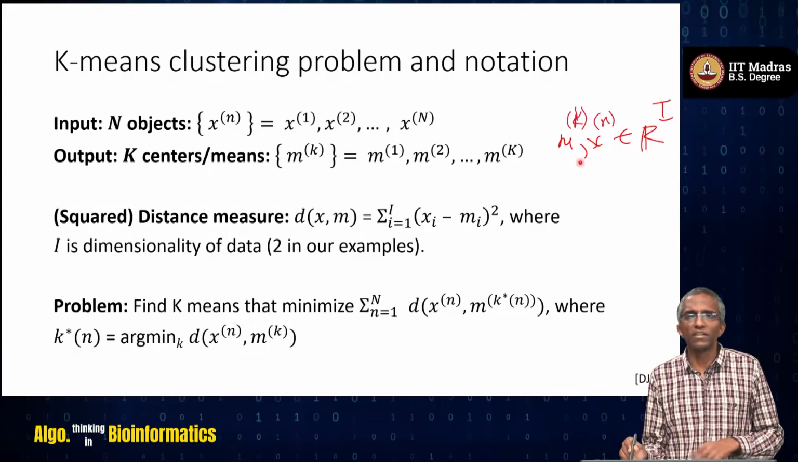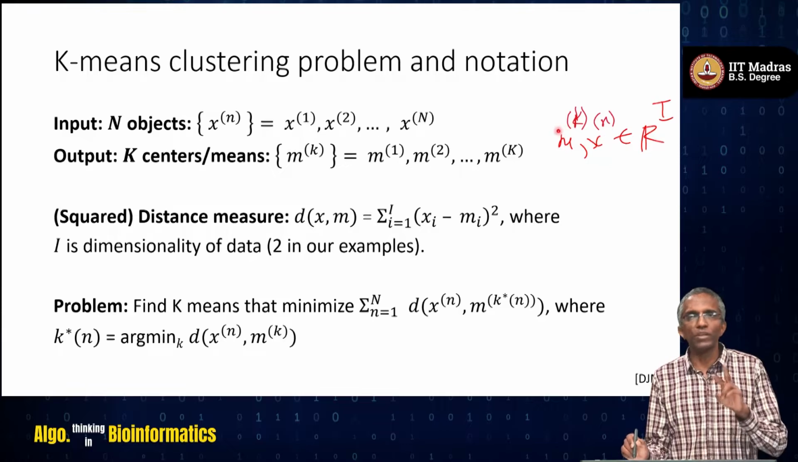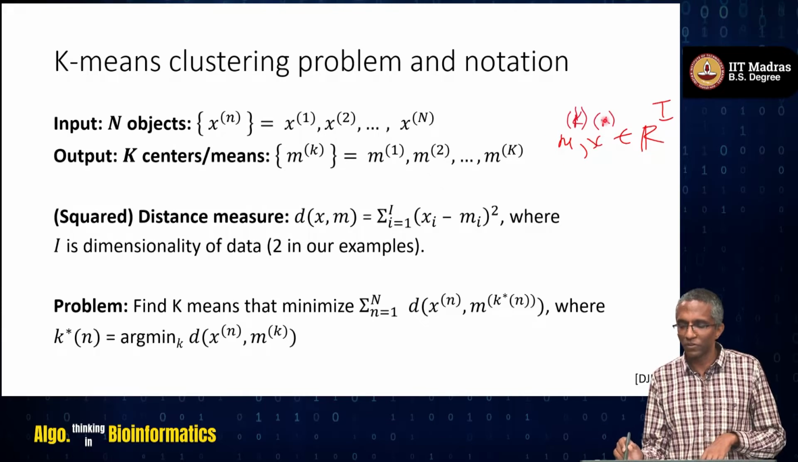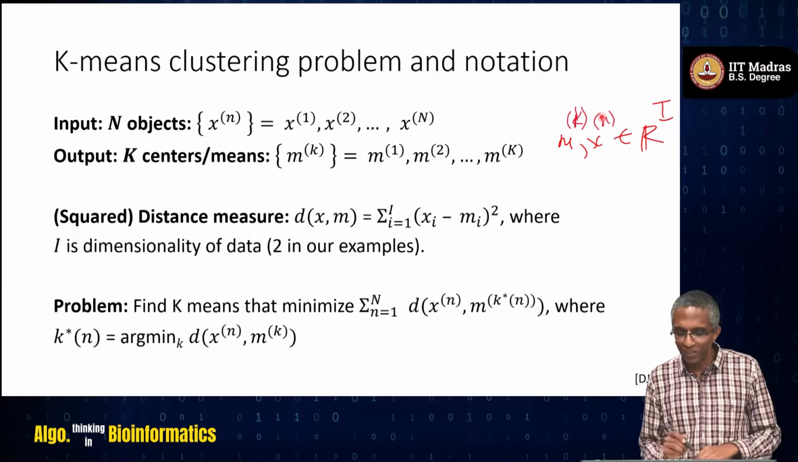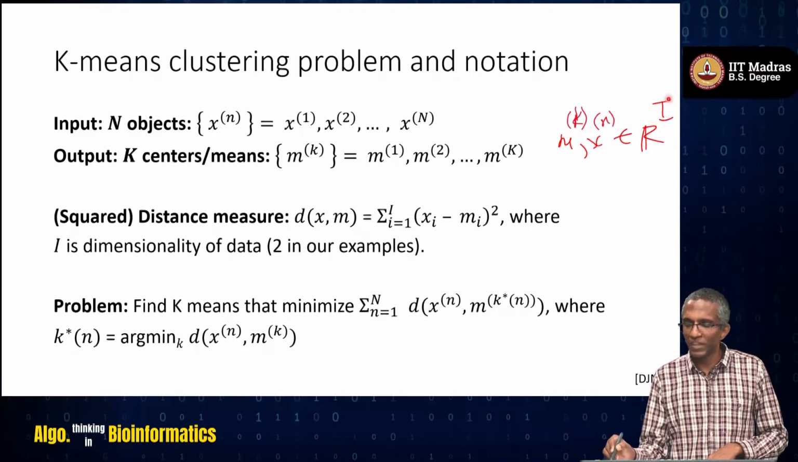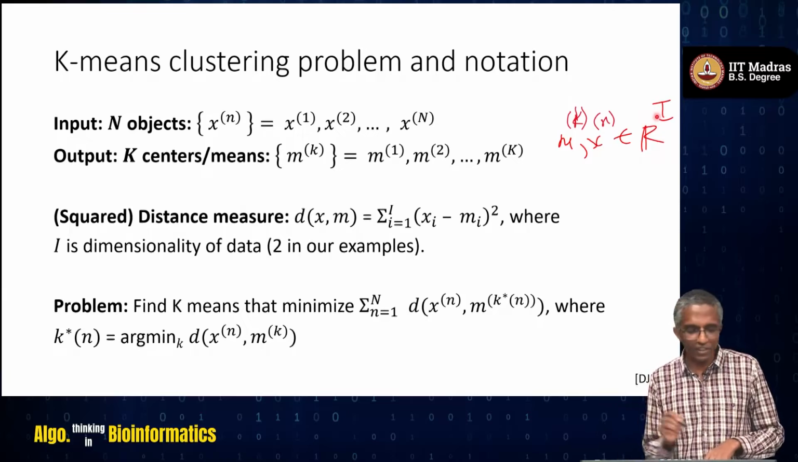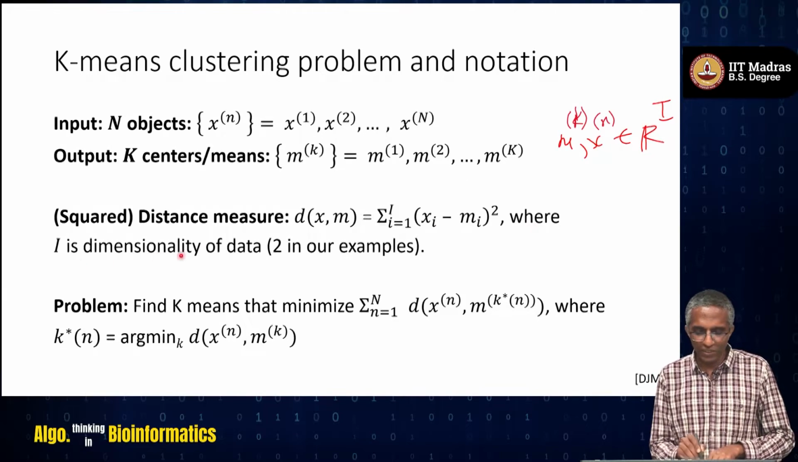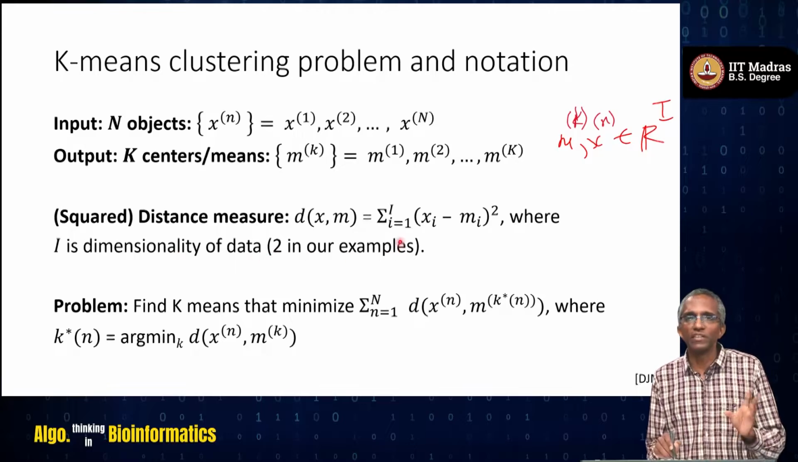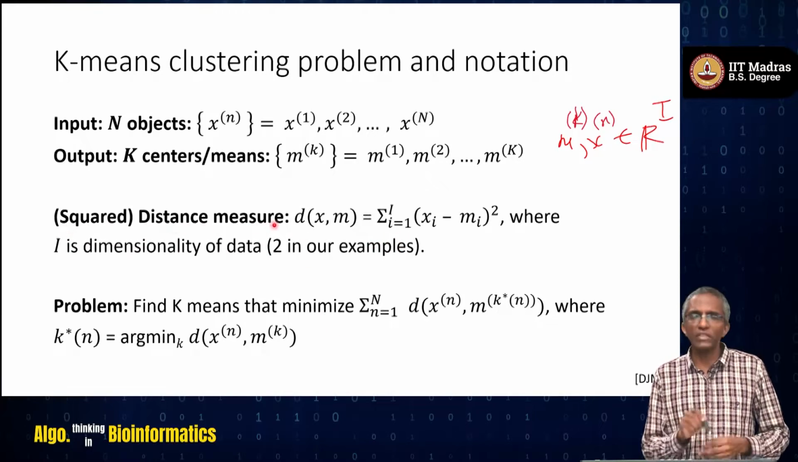In our case, there are two genes, right. So, the space is two dimensional. So, m of k is a vector of two real numbers in our example, and x of n for all n is also going to be a set of two real numbers, one for gene A, one for gene B, right. In general, it could be any value 1, 2, 3, any integer. So, capital I is the dimensionality of the data, it is 2 in our example because we just had two genes.